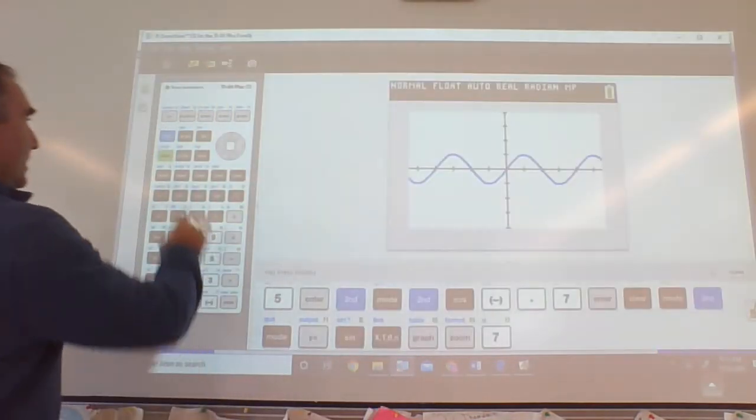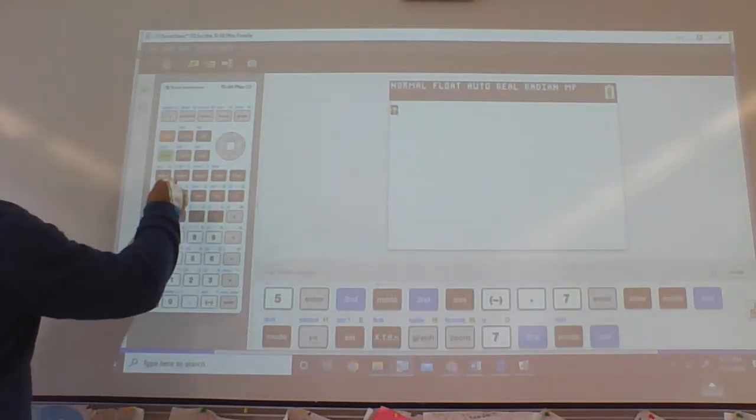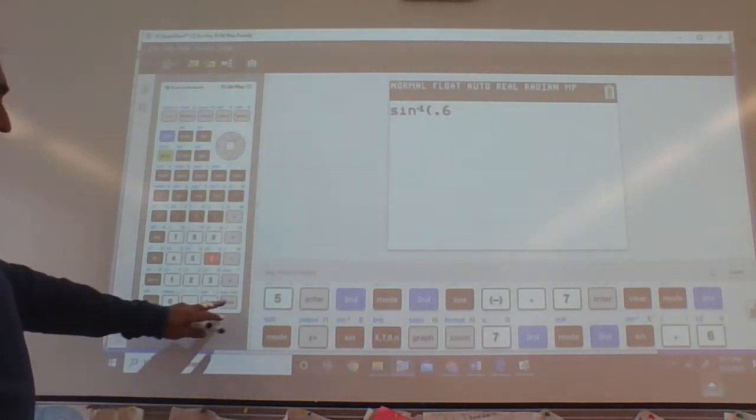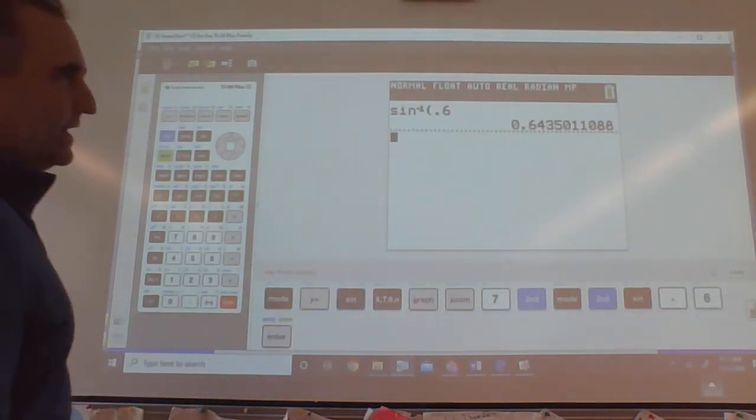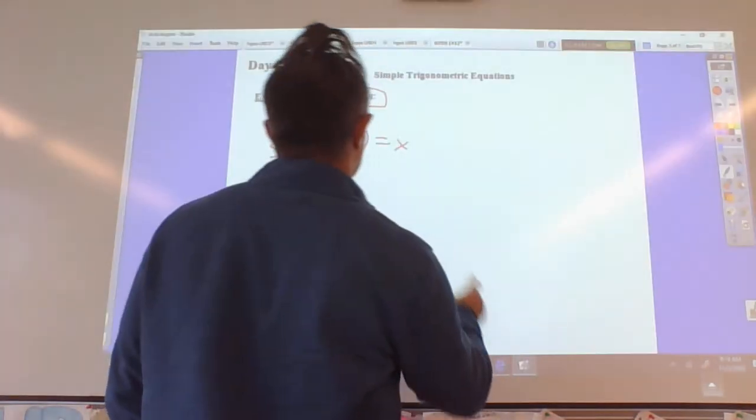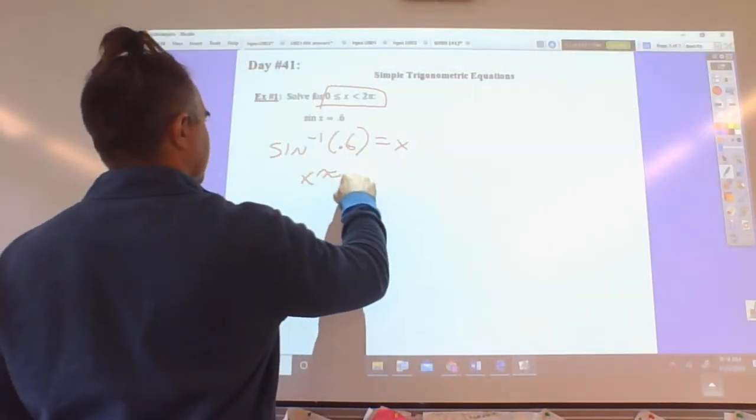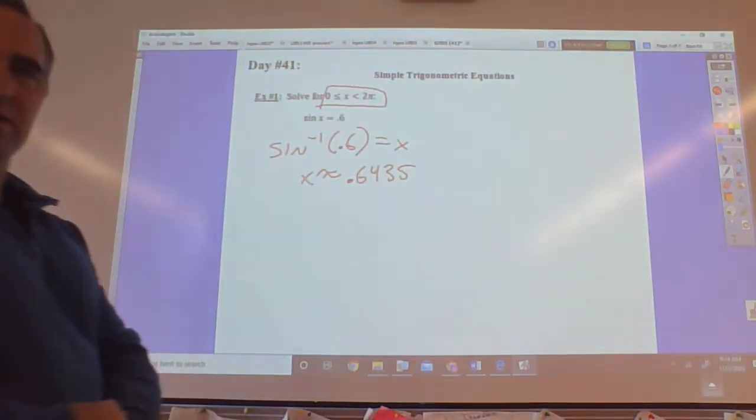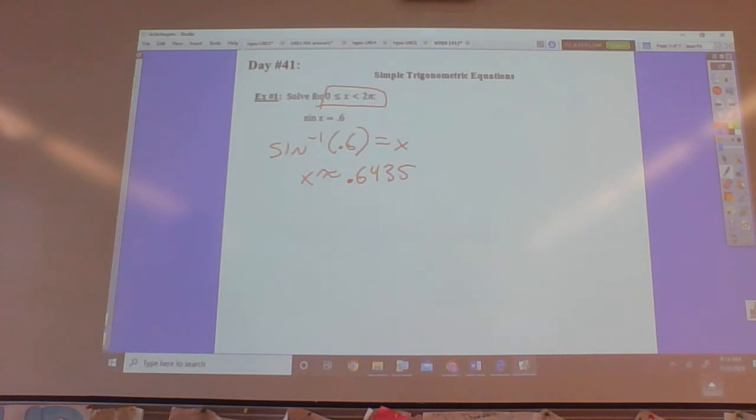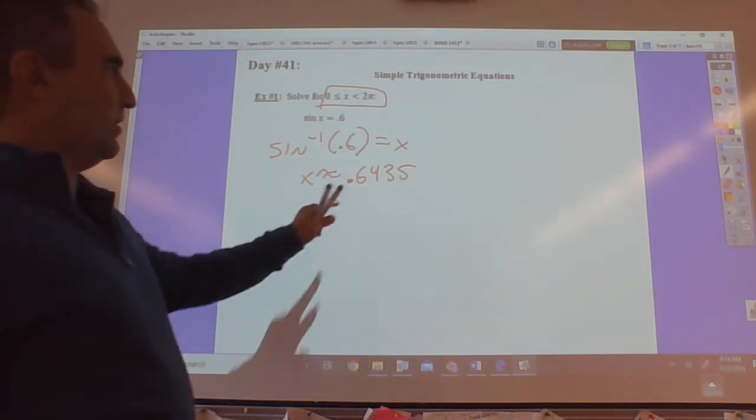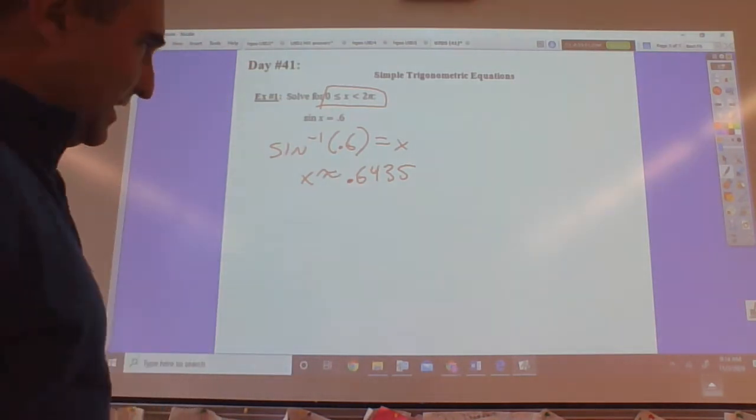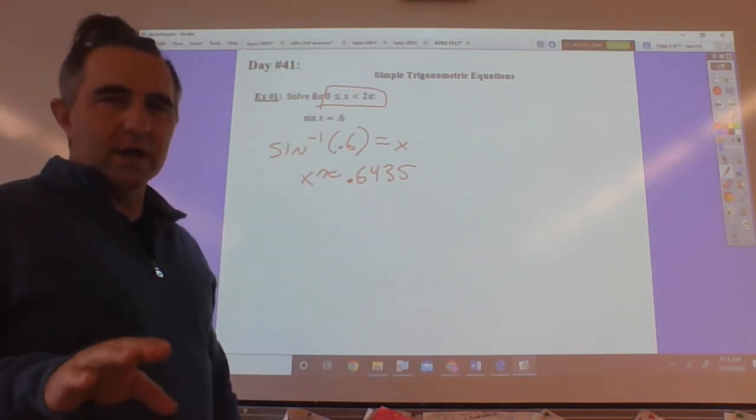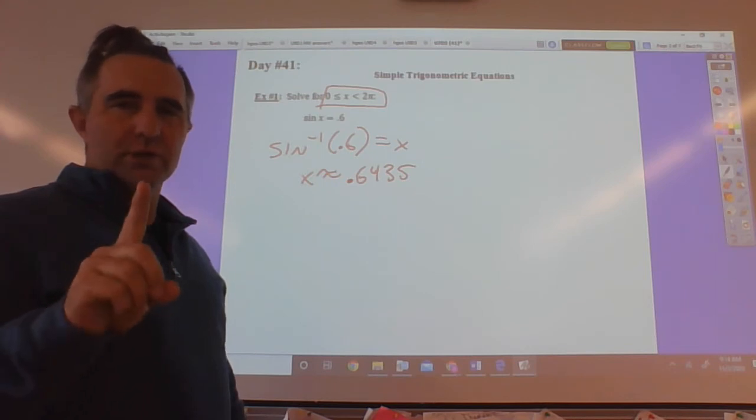I don't know. I'm going to need the calculator. So the inverse sine of 0.6. Only one answer, 0.6435. So x is approximately 0.6435. Okay, great. That's a radian answer. That is telling me an angle. It's 0.6435 radians. But that's only one answer. There's supposed to be a second answer. Your calculator will not give you two answers. It will only give you one.